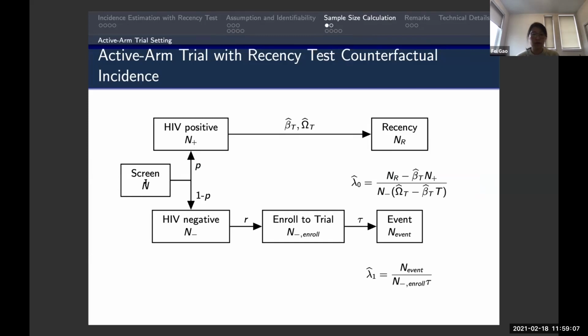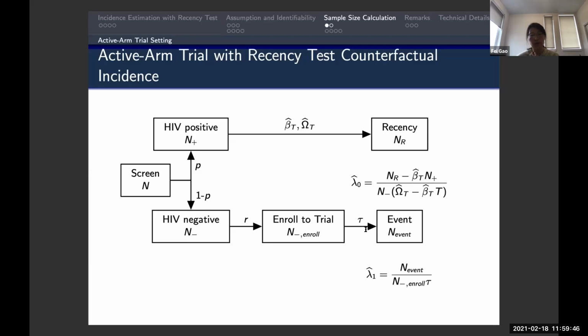Suppose that for this trial design, we would like to screen in total big N subjects. This big N will be the sample size of interest, since it will decide how many people we need to screen in total and how many resources we need in order to conduct this trial. Suppose that based on the prevalence of HIV, there are N plus HIV positive subjects and N minus HIV negative subjects. Of these HIV negative subjects, a certain proportion will be enrolled in the trial.